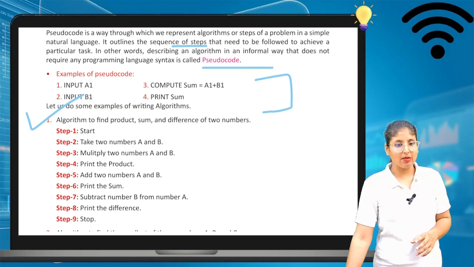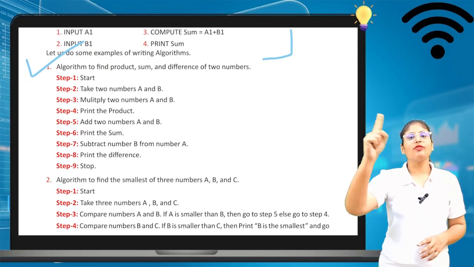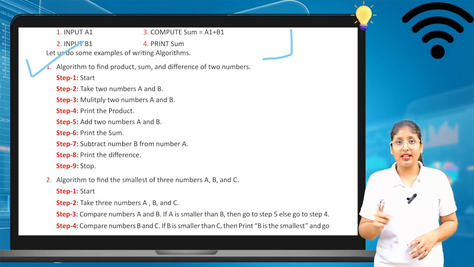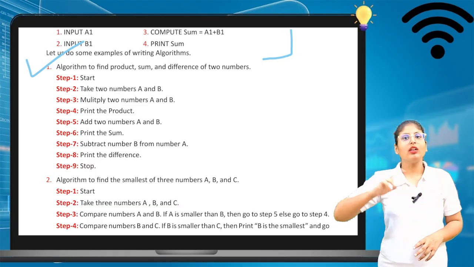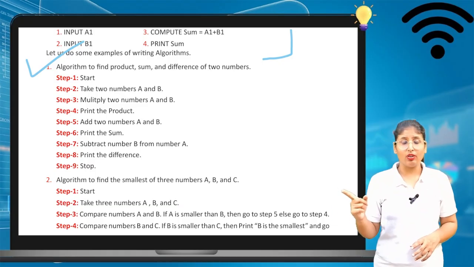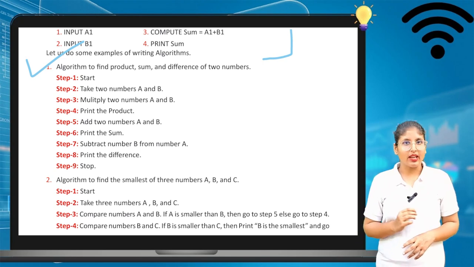Let's see some examples. The first example is an algorithm to find the sum and difference of two numbers. This algorithm tells you how to find a sum or a difference of those numbers. With this algorithm we are able to find it.